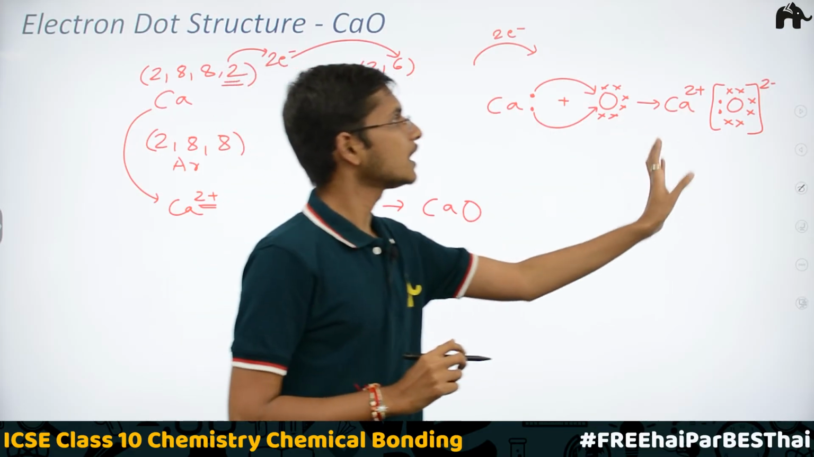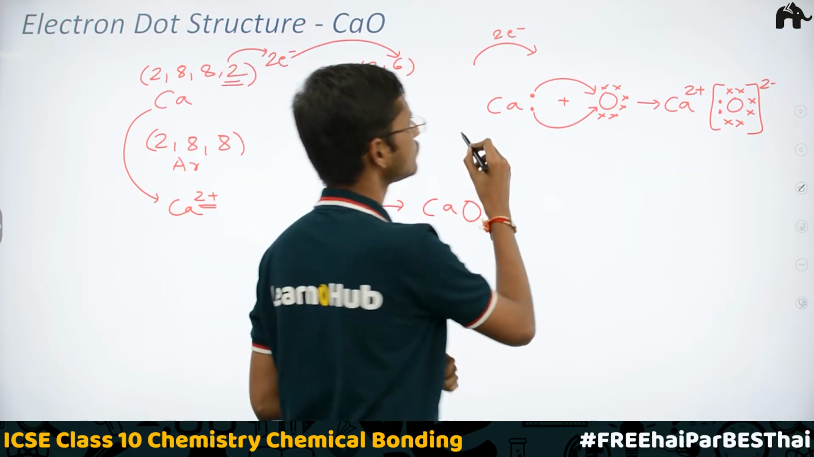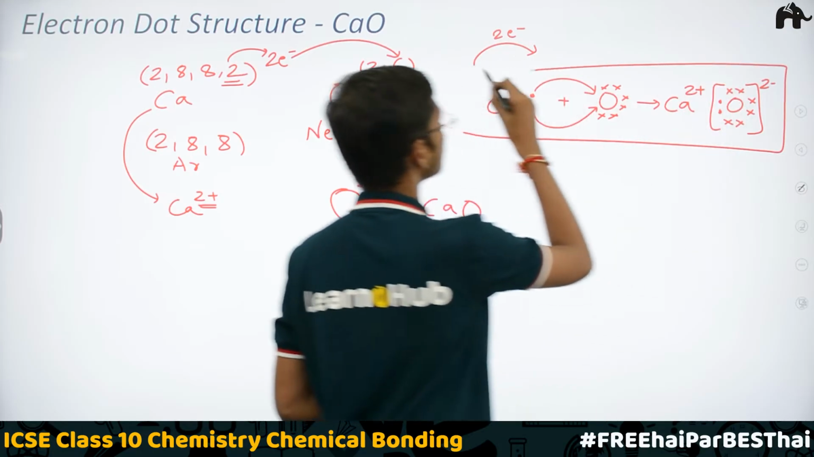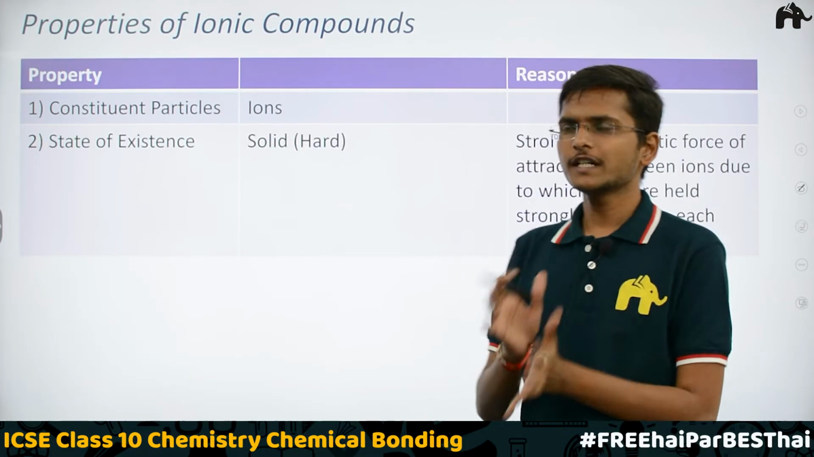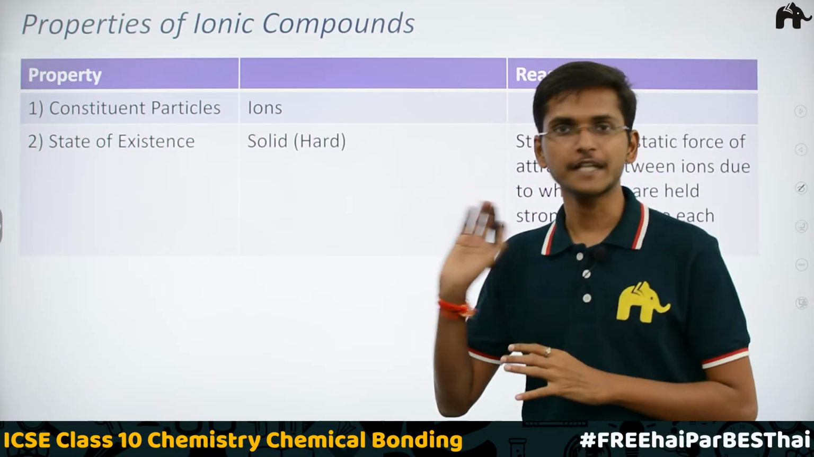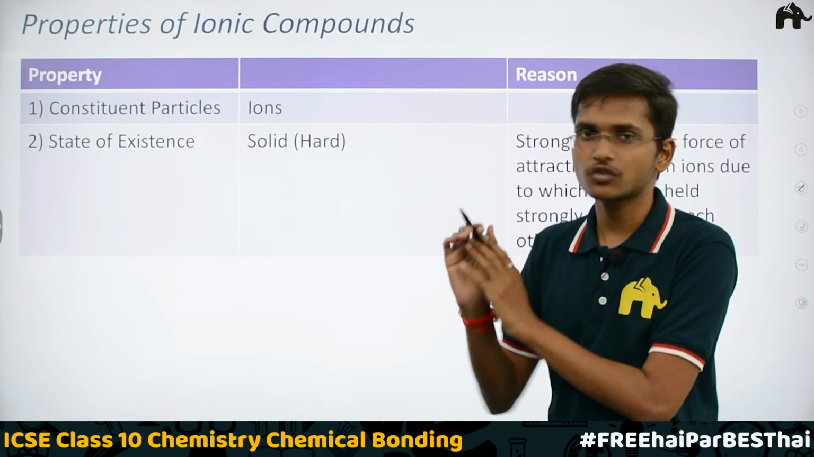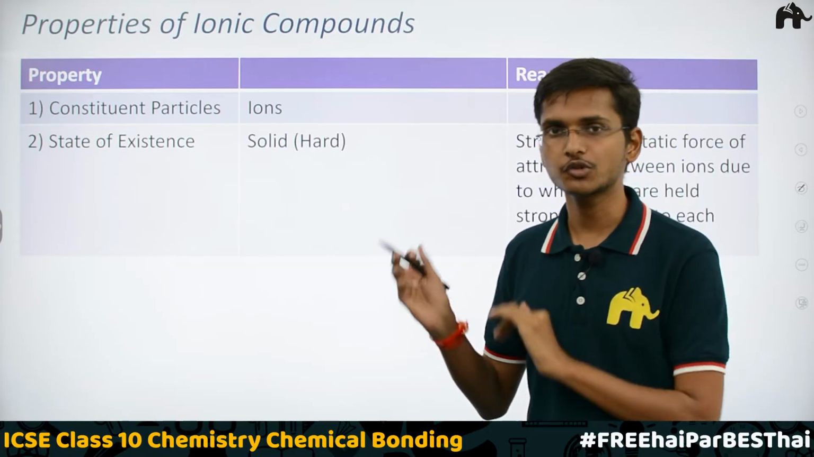So Ca2+ and O2-. I have to just draw this structure, and this is the electron dot structure of calcium oxide. Okay, so moving ahead, the next topic is properties of ionic compounds. We have completed the electron dot structures of all the three ionic compounds, NaCl, MgCl2 and calcium oxide.